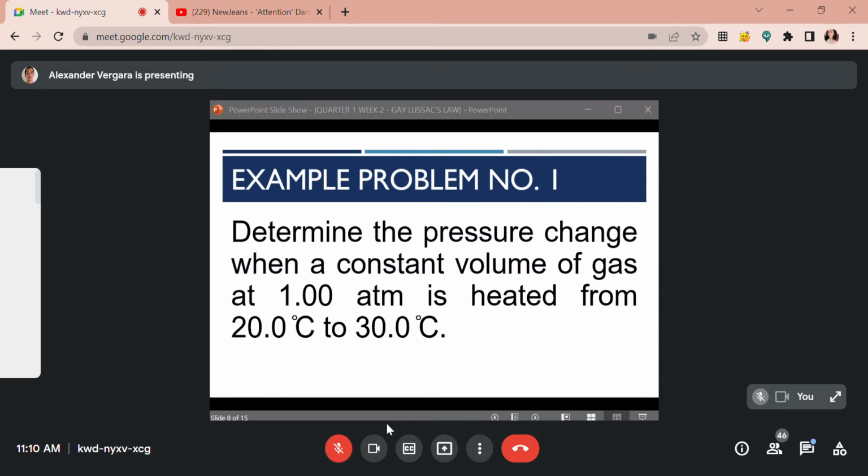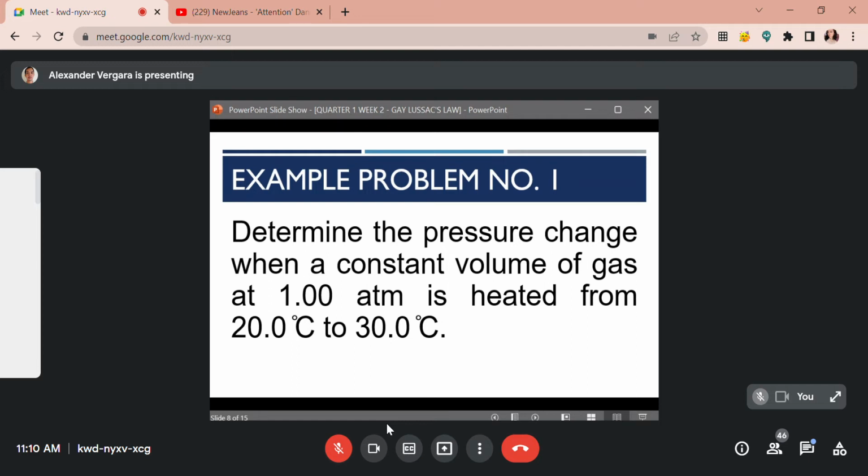Okay, so according to the reader, determine the pressure change when a constant volume of a gas at 1.00 atmosphere is heated from 20.0 degrees Celsius to 30.0 degrees Celsius. Now, what are the givens in problem number 1? Yes, Antoinette, can you give me the givens?